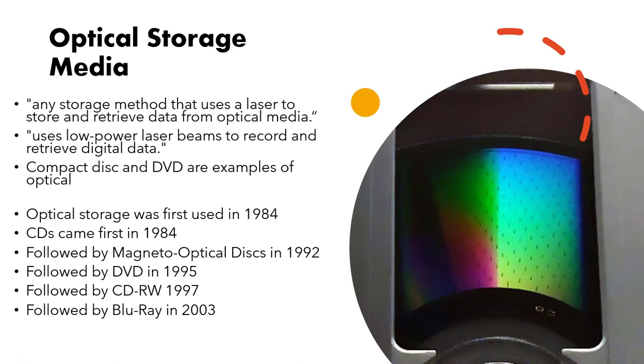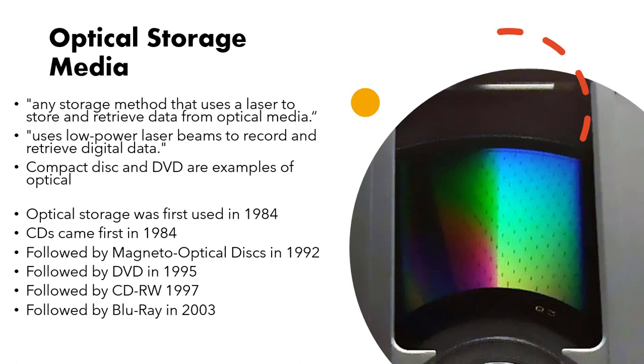Compact discs and DVDs are examples of optical data, and I'm just giving you a brief timeline there, okay? Optical storage was first used in 1984, and CDs first came into use in that year, so they were the first optical storage. This was followed by a magneto-optical disc in 1992. They never really took off because of their expense, mainly.